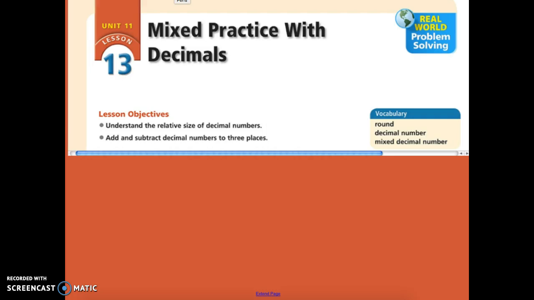All right, this is Mrs. Naslund, and today we're doing Unit 11, Lesson 13, Mixed Practice with Decimals. Our learning targets for today are, I can understand the relative size of decimal numbers, and I can add and subtract decimal numbers to 3 places.